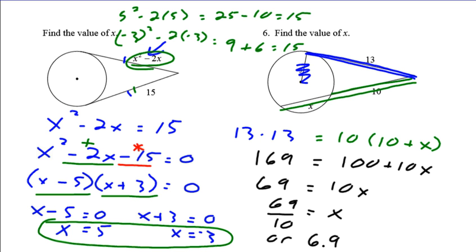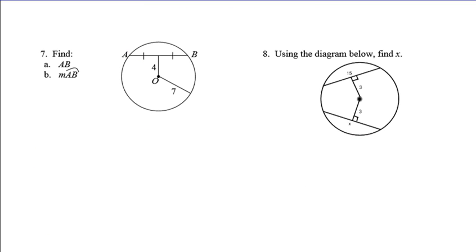Six point nine is not a rounded number, so we will accept either answer. Here we have this lovely radius, but it's not where we want it to be. So let's swing this radius up over to here, and that is 7. We'd like to find AB and the measure of arc AB.